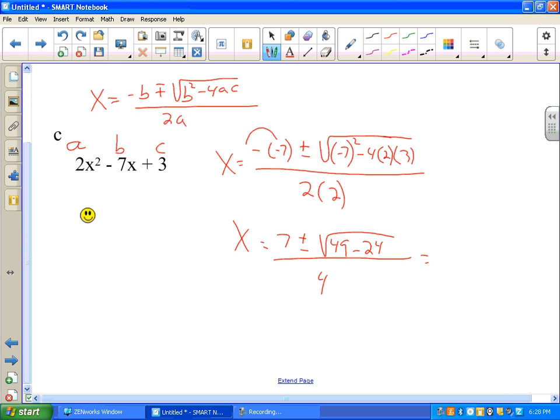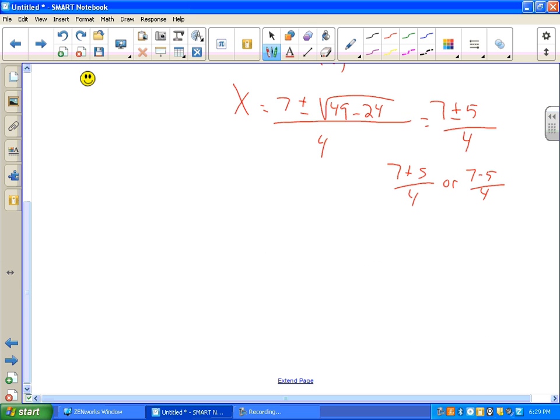49 minus 24 is 25. The square root of 25 is 5. So 7 plus or minus 5, all over 4. Now, let's just say it's 7 plus 5 over 4, or 7 minus 5 over 4.